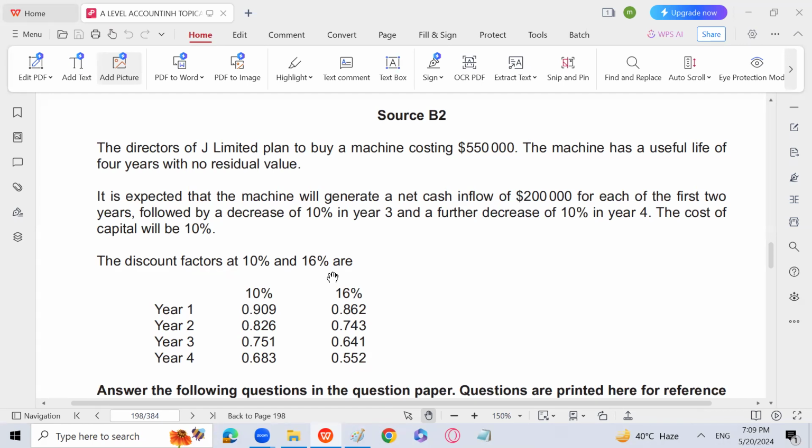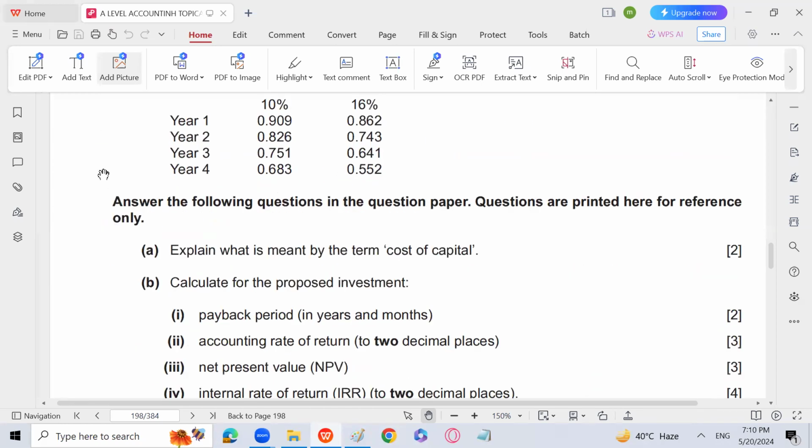So 5,50,000 is the initial investment. So if we talk about net cash inflow, if we invest in the machine, the cash inflow for the first year is 2 lakh. The cash inflow for the second year is again 2 lakh. The cash inflow for the third year will decrease by 10%, so it will be 1,80,000, because 10% of 2 lakh is 20,000. You subtract it, 1,80,000. And then in year 4, it will decrease again by 10%, which is 162,000, going to be the net cash flow for year 4. First of all, let's see what is meant by the cost of capital.